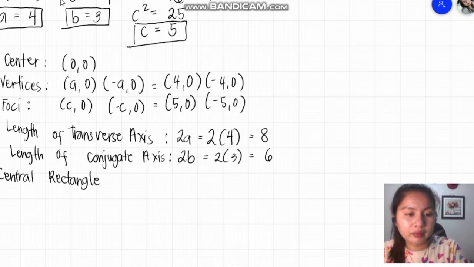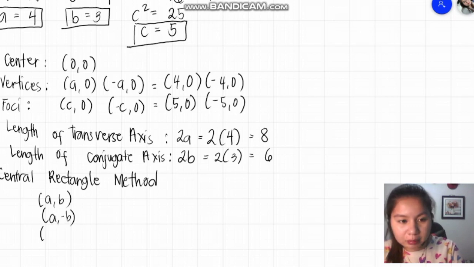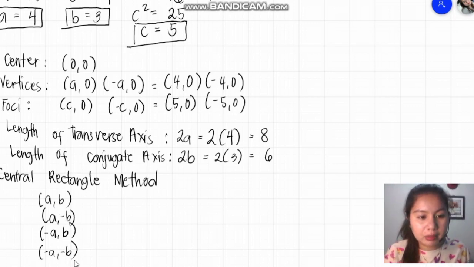I-locate nyo lang yung apat na points para makapag-draw ng rectangle. So, kapag ka-centered at origin, ang kukunin natin ay si A and B. Next, si A, negative B, and then we have negative A, positive B, and then negative A, negative B. So, dali lang naman siyang tandaan. A, B, A, negative B, negative A, B, tapos si negative A and negative B naman.